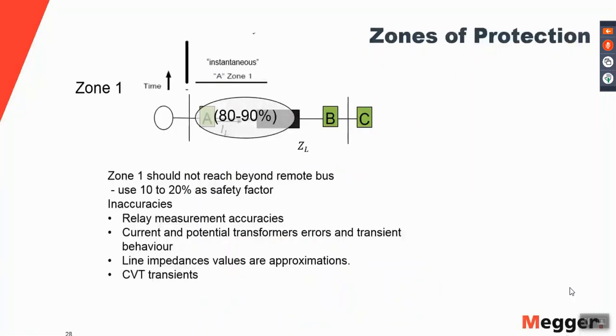So again, zone 1 should never reach beyond the remote bus. It should use that 10 to 20% as a safety factor. The inaccuracies that we have here are basically the relay measurement accuracies. The relays themselves are not 100% accurate. They are designed with an acceptable error of around 3%. Manufacturers try to make them better, but they're not 100% accurate. Then you have those current and potential transformation errors that we just talked about. And then you have the line impedances, and then you have the transients that happen, etc.